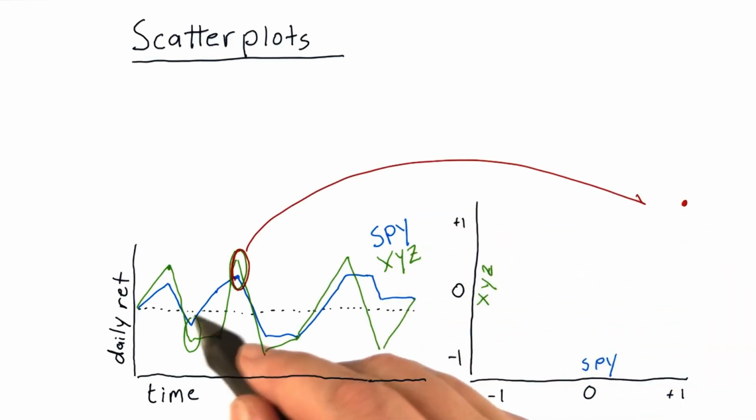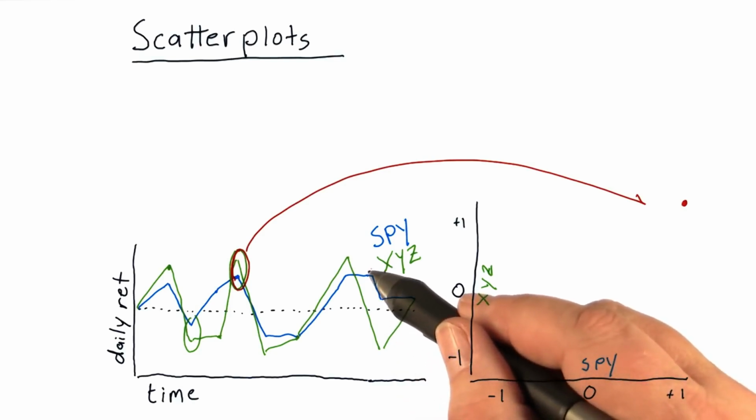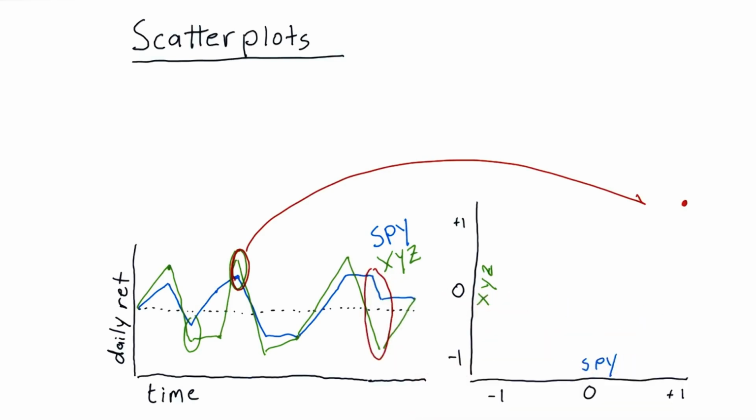Now, we look at each day one by one individually and populate all of our dots based on what happened each day. Another interesting day is this one, where SPY and XYZ were moving in different directions. So again, we had SPY in positive territory, but XYZ was in negative territory. So that would represent a dot about like that.